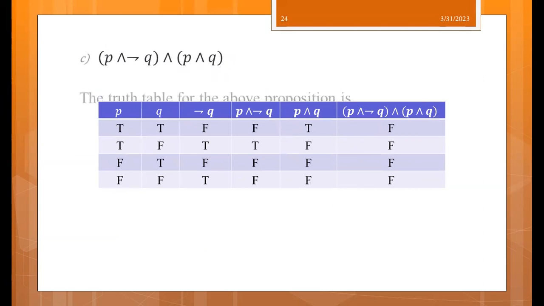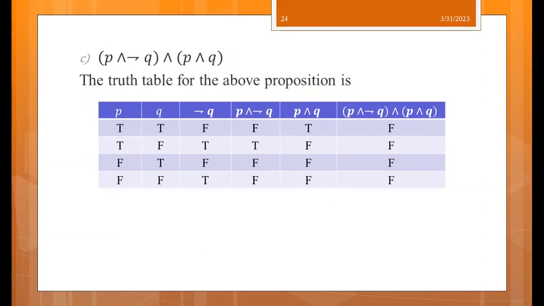And lastly, the solution for the last example is P and negation of Q and P and Q. The component statements are again true or false, so the possibilities for the truth values are 4. When we see the last column of this table, we know that the truth value of this compound statement is always false. There is no true truth value.